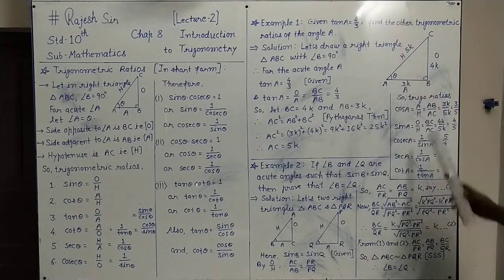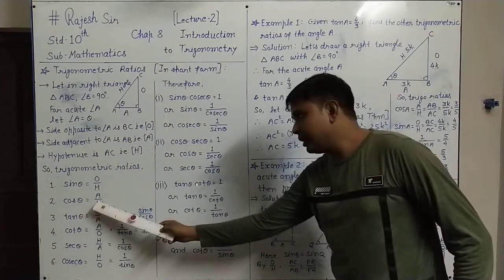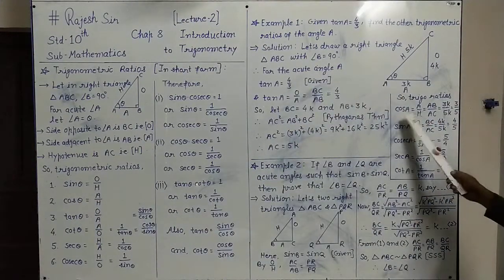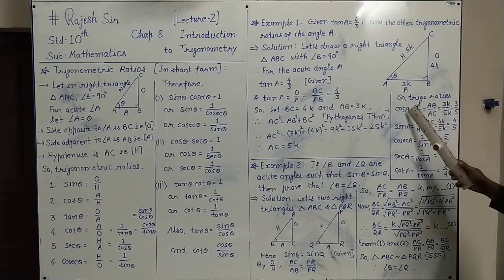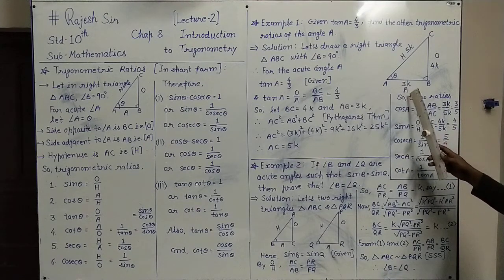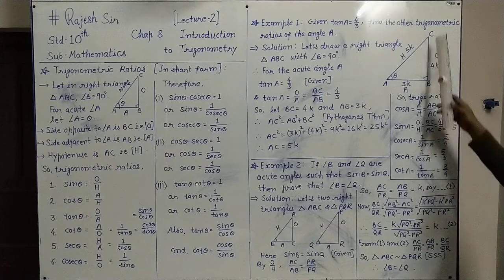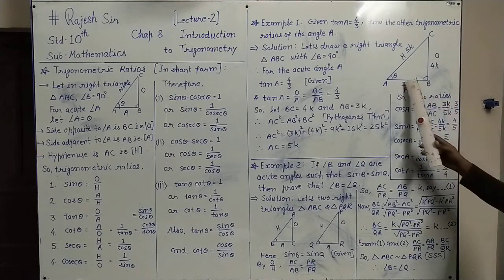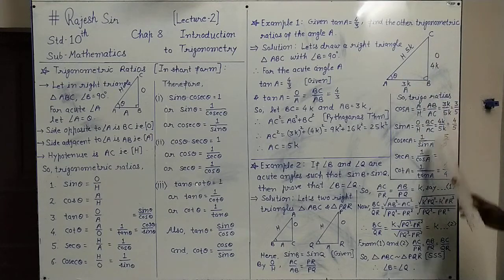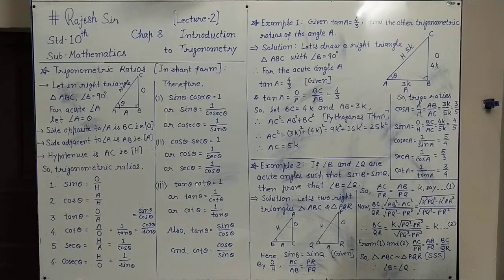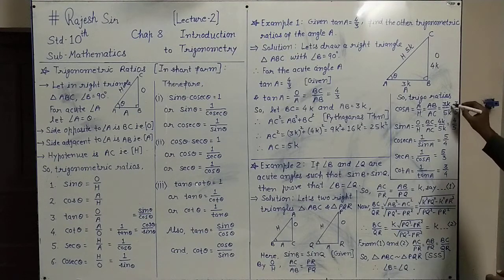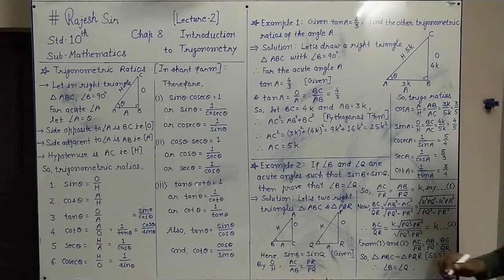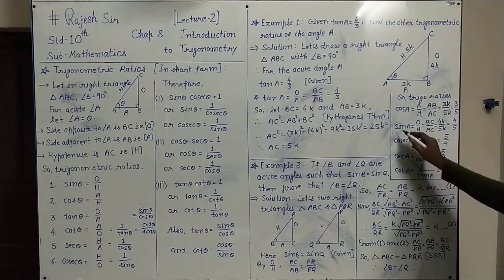Tan A is given. So what is cos A actually? Cos theta equals adjacent upon hypotenuse. Cos A equals adjacent upon hypotenuse. For angle A, adjacent is AB and H is AC. AB upon AC. Place the values: AB is 3K upon AC is 5K. 3K upon 5K. We can cancel K from top and bottom. So what remains is 3 upon 5. Cos A, that is one of the trigonometric ratios we got. Next, sin A.